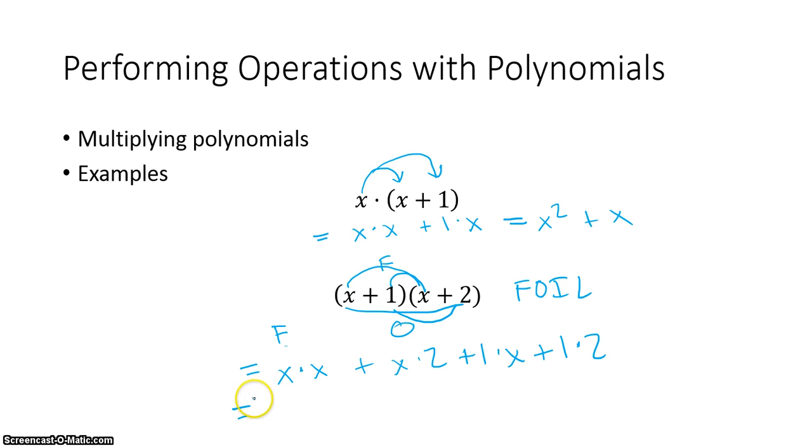Now I'm going to simplify this expression, giving me x squared plus 2x plus x plus 2. And one last simplification, x squared plus 3x plus 2. So hang on to that FOILing method. It's going to be useful.